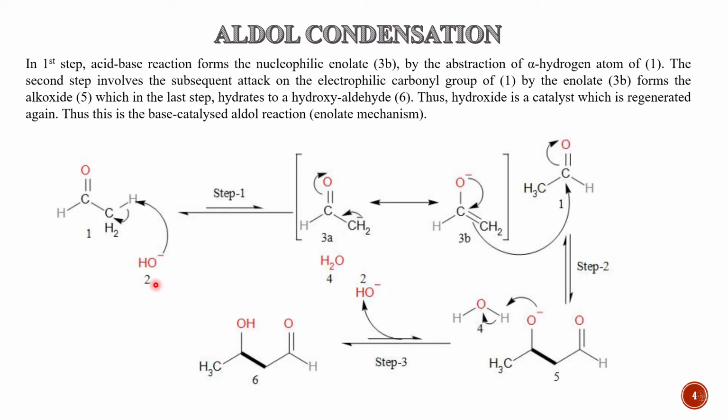Now, OH minus is not a good base to deprotonate all the aldehydes. So if you have 100 aldehydes, OH minus will just deprotonate 10 aldehydes to form the nucleophilic enolate 3b. This nucleophilic enolate is now surrounded by lots of mother molecules, that is the acetaldehyde. This nucleophilic enolate can attack any of the acetaldehyde molecules to carry on this reaction.